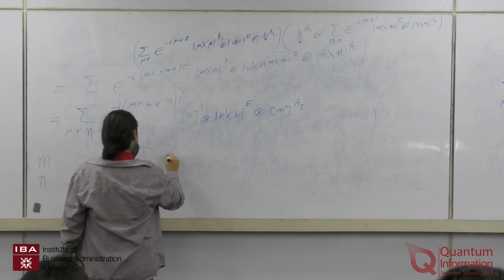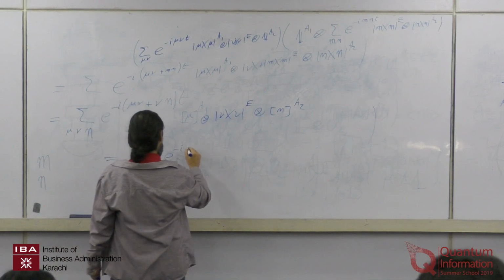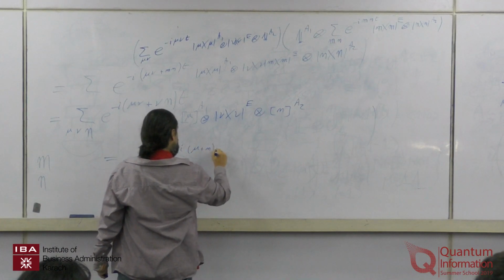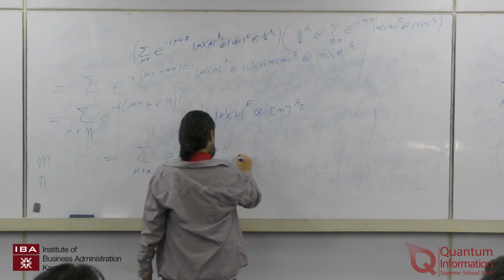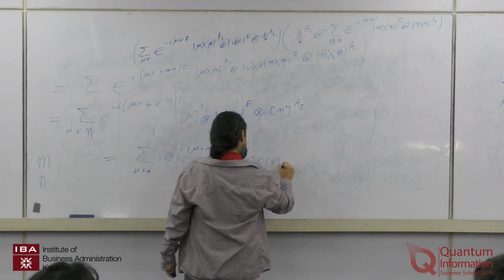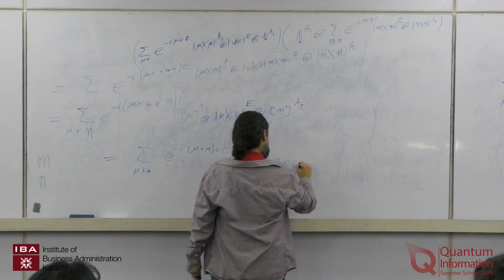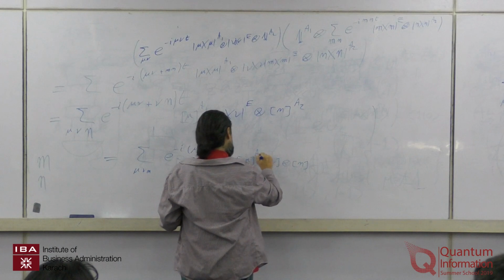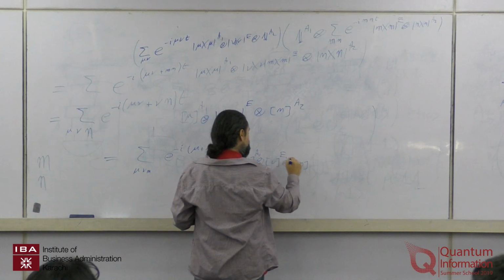Nu, n, e to the minus i. We can put the nu together. Mu plus n nu t, and then we will have mu tensor n tensor nu. Okay, so this is probably not very enlightening, but that's the result at this step.